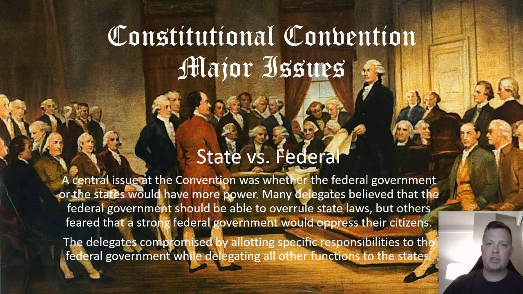Obviously, they just threw off the yoke of oppression of the English government, so they don't want to just jump back into bed with a new monarch. A lot of them are wary of a strong federal government. And the compromise that they reach is that they allot specific responsibilities to the federal government, and then everything else that's not specified is left to the state governments. So that's the compromise that they reach on this issue.